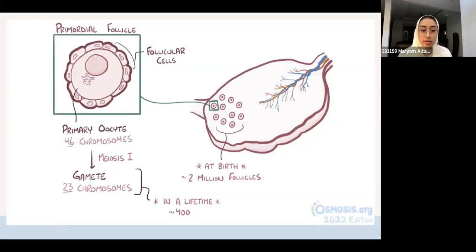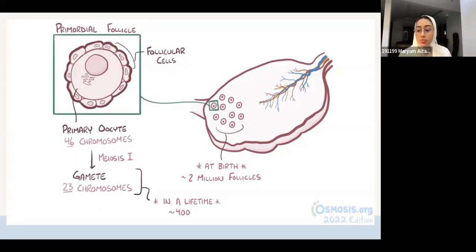So as females, we are born with approximately 2 million follicles at birth. And these are what we're calling primordial follicles. So these are our follicular cells. And you have your primary oocyte. Our primary oocytes have 46 chromosomes. Now, why is this important? Because when you're going to pass off your genetic material to your offspring, you're going to pass 23 from your mother and 23 from your father. And those are what we call gametes.